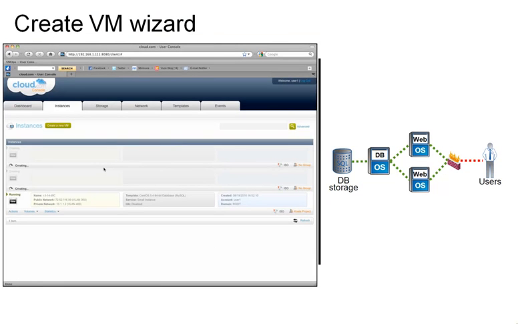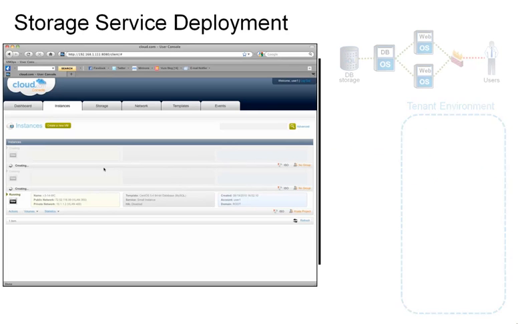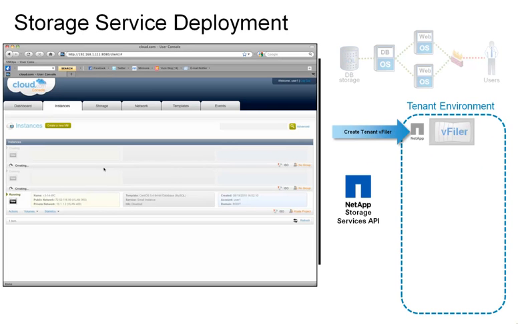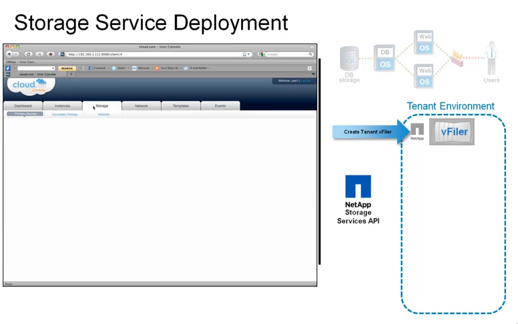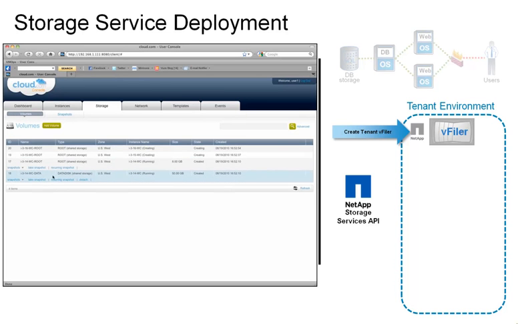While our VMs are being provisioned, let's explain what's happening behind the scenes. When this tenant was created, a vFiler was created with it, which provides an isolated storage container for all tenant-related data, including a VMware data store. If we click on the Storage tab, we see the VMDKs for each VM, plus the data disk we created for the database. All the NetApp functionality was achieved using the NetApp Storage Services API.